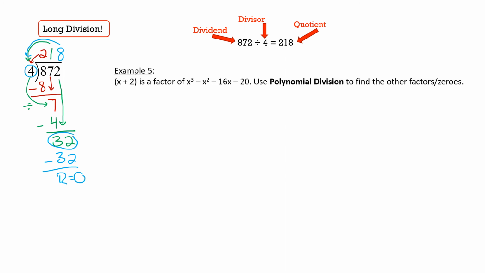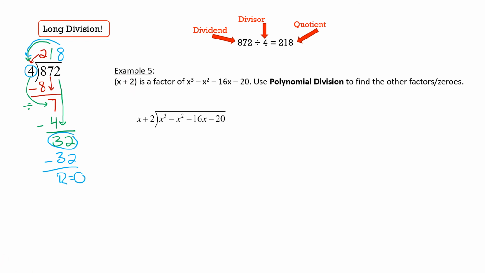Okay, we've got x plus 2 is a factor of this polynomial, but it's not in factored form, and we only know how to work with factored form right now, so I'm going to have to get this into factored form. We're going to use polynomial division to find the other factors or the zeros, because I don't have a greatest common factor here like I did in the previous example that I could just take out. I have one factor, so I'm going to turn that into division, just like this.